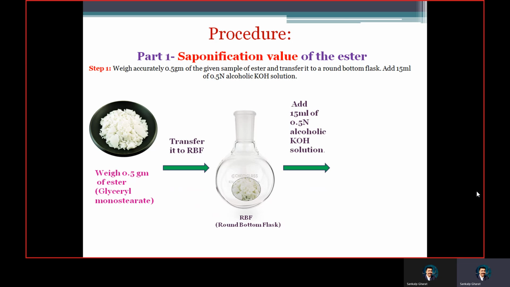KOH would be used for saponification. But what is the reason for adding alcoholic KOH? Alcohol would be utilized for solubilizing this glyceryl monostearate. On the screen you can see the RBF, which initially had glyceryl monostearate. Now we have filled it with 15 ml of 0.5 normal alcoholic KOH solution.